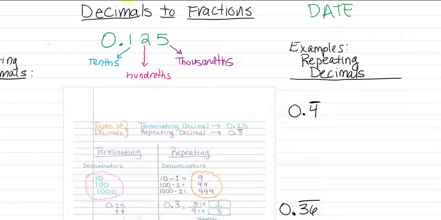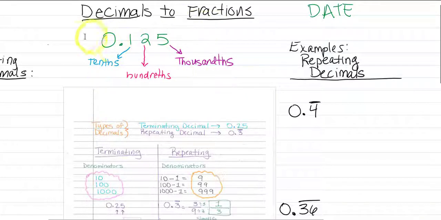In today's video, we're going to learn how to convert decimals to fractions. In the last video, we were taking fractions and converting them to decimals by doing long division. In this video, we're going to take those decimals and turn them into fractions. And you don't need to use long division for this one. However, you do want to remember your place value.